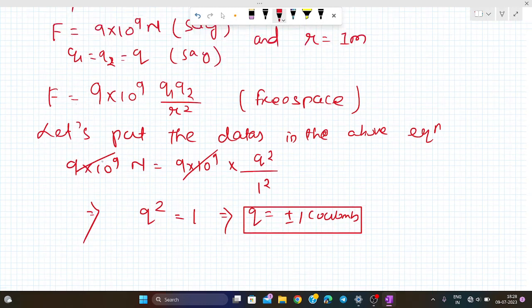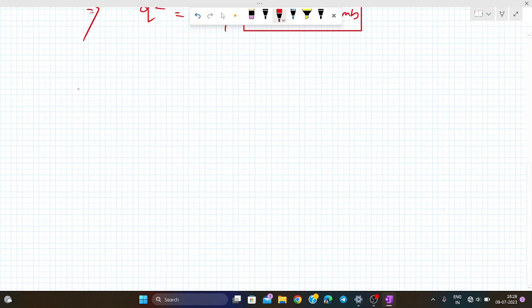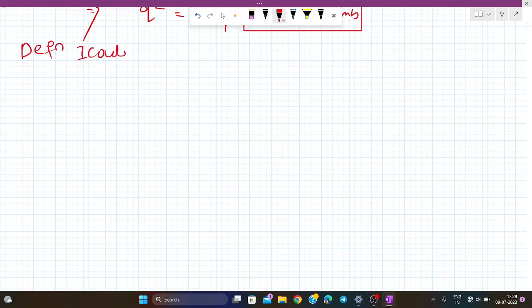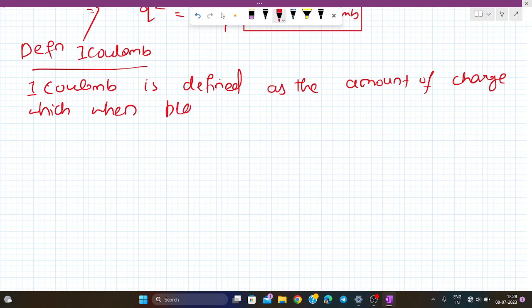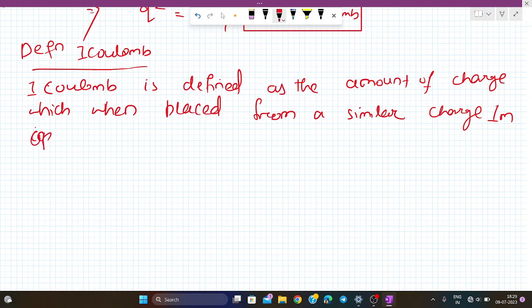So we can define 1 coulomb as how much. Definition of 1 coulomb, write it down, it may be important in some of your state exams. 1 coulomb is defined as the amount of charge which, when placed from a similar charge 1 meter apart.